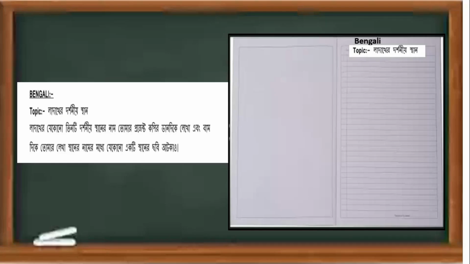For the subject Bengali, the topic is Ladakher Darshaniyo Sthan. First you have to write Bengali on the top of the ruled page. Then you will write topic, that is Ladakher Darshoniyo Sthan. Then you have to write the names of any 3 visiting places of Ladakh. And on the left side you have to paste any one picture of these 3 places.